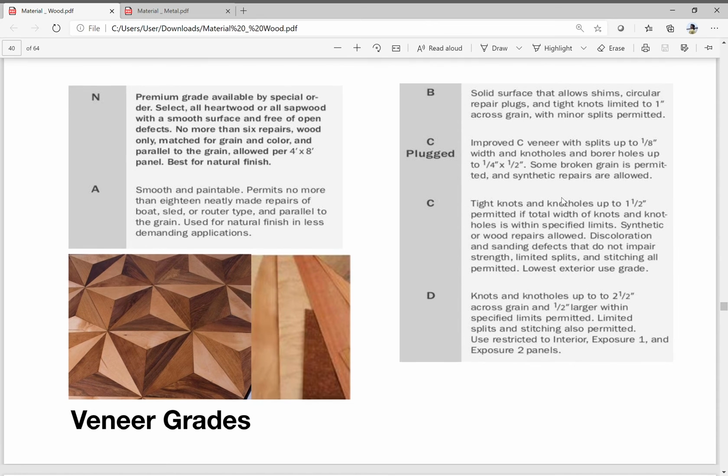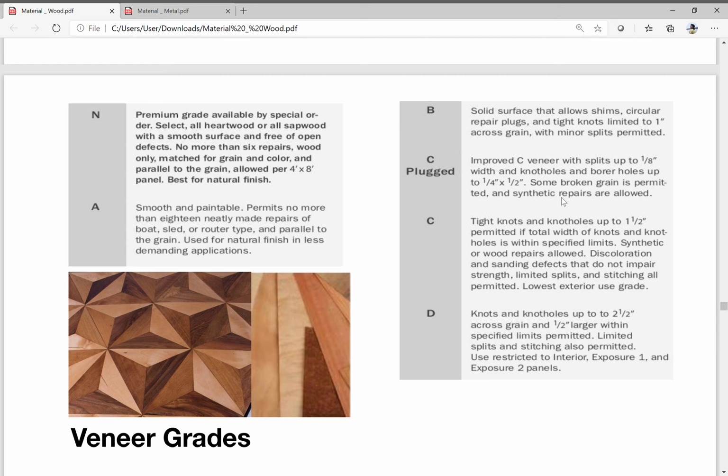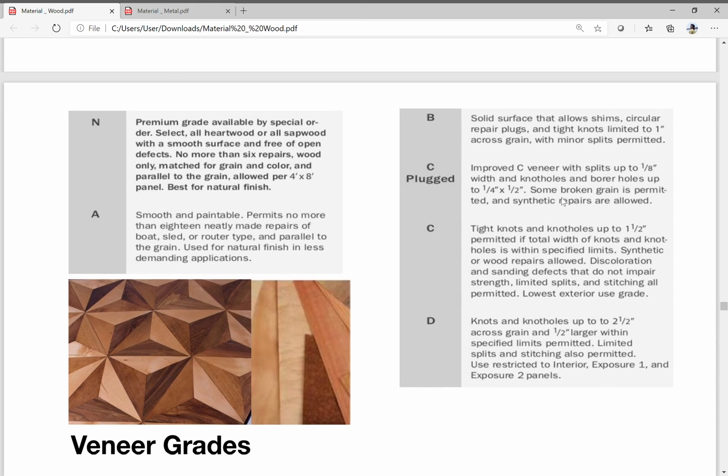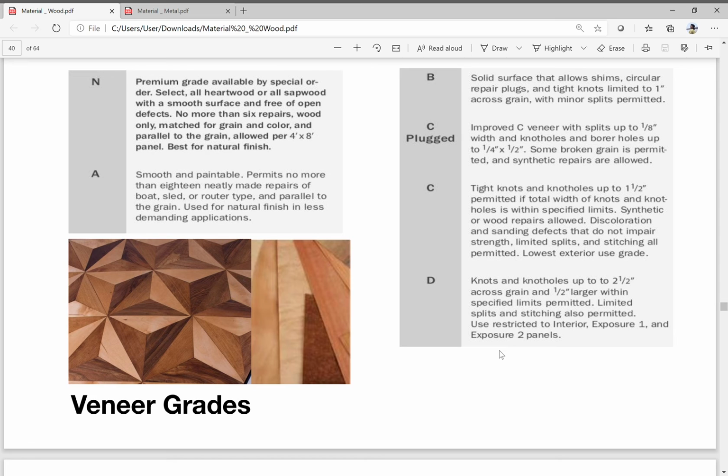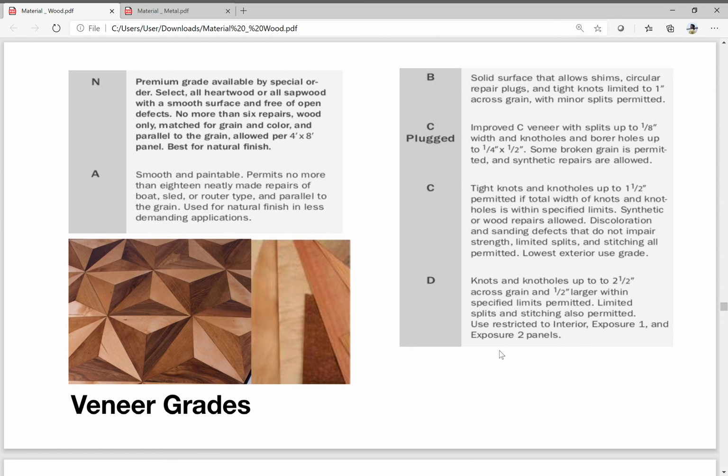And then you have your B, your solid surface. It has tight knots limited to one cross grain. And then you have your C, so improved veneer. It has knot holes and bore holes. So there are particular measurements as to what is acceptable to be categorized into what grading. You have your C, so tight knots, where 1 and 1/2 inch is permitted, and then you have D. It has limited splits and stitching also permitted, but it's restricted to interior only.